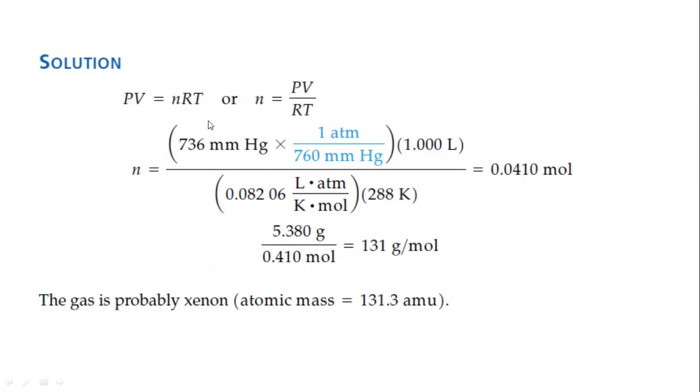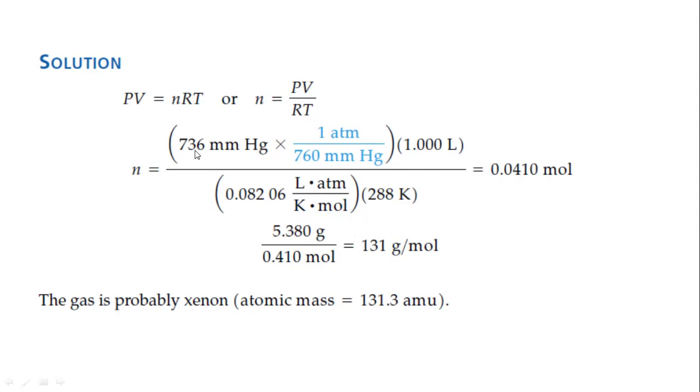Now put all the values in this formula. The pressure is 736 mm of mercury. Again, you have to convert this mm of mercury to atmosphere, because the units of the gas constant are liter atmosphere per Kelvin per mole. So this is very important. If the volume is given in another unit, you have to convert it into liters. If the pressure is given in another unit, you have to first convert the pressure to atmosphere. In a similar way, if the temperature is given in another unit, you have to convert the temperature into Kelvin, and then you will get the value of the moles.